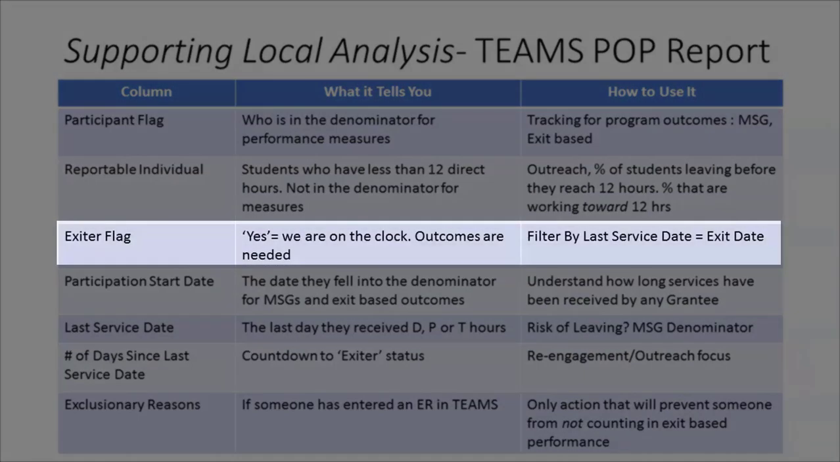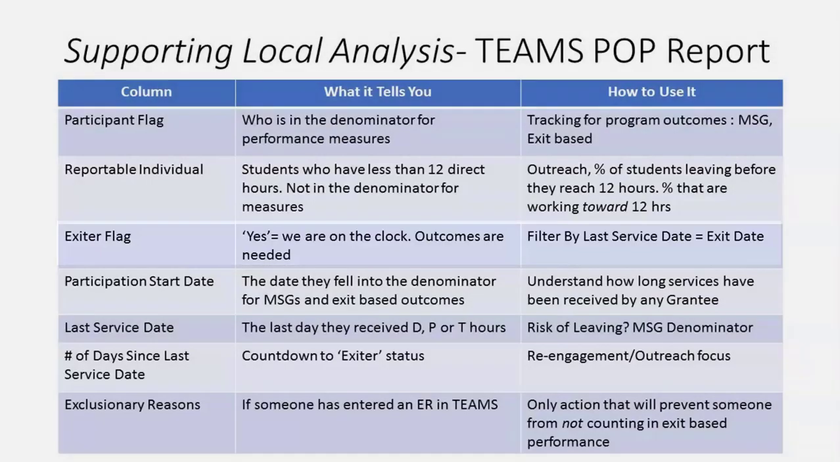There's a column called Exiter Flag. What that tells you is that you're on the clock. If that Exiter flag is yes, that means that the student has exited the program, which means we have not provided services in the last 90 days, and that you're on the clock in terms of what the outcomes are for those individuals, like employment.